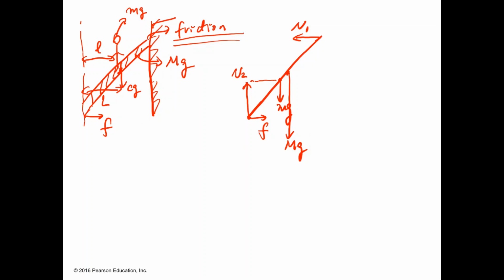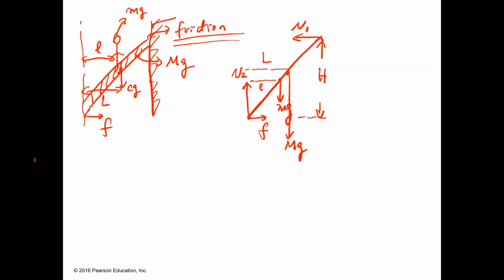The distance here is small l, the distance here is big L, okay? And another thing that I forgot to define is that from the top to the bottom, this distance is big H. That's a given quantity as well. So let's look at this.